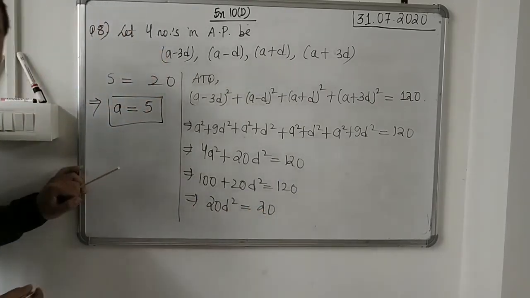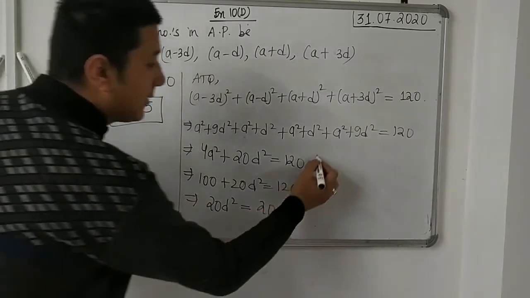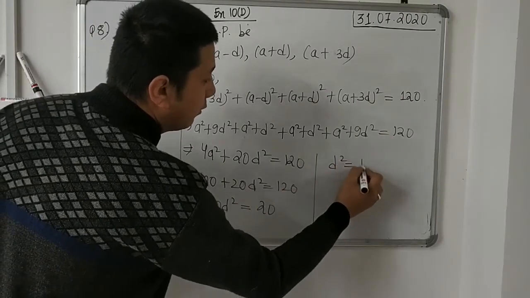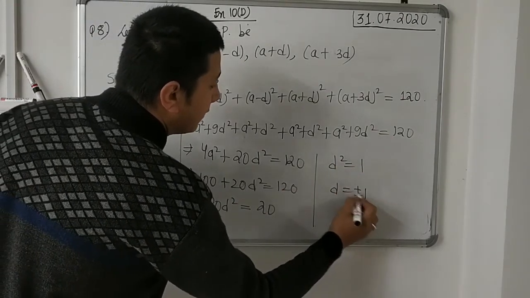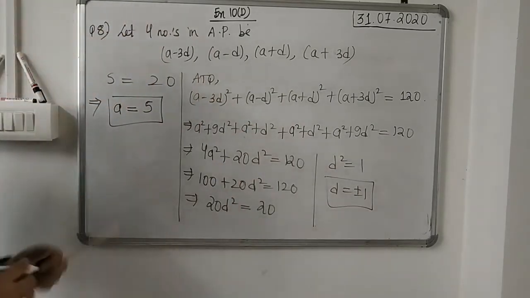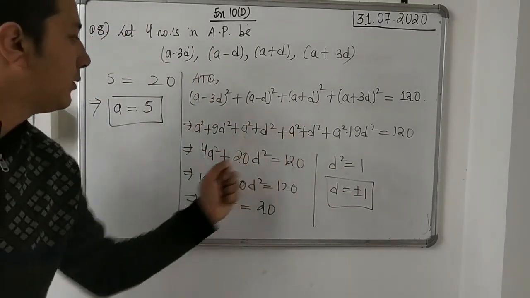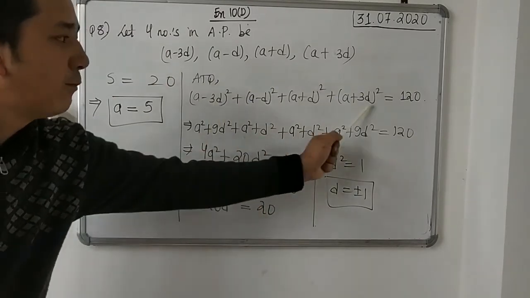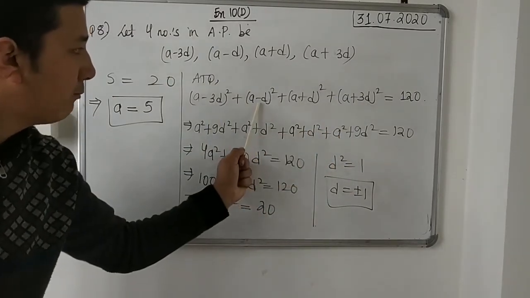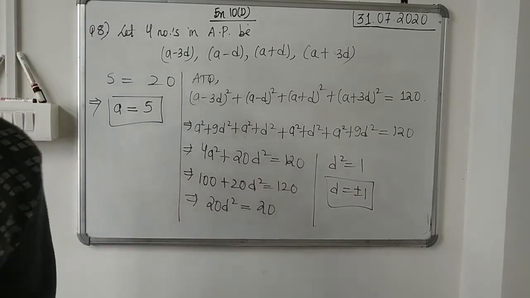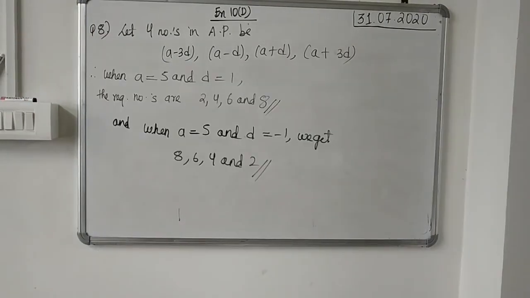Calculation you can do it yourself, I'm doing it a bit fast. So 20 gets cancelled, d square equals 1, and d equals plus or minus 1. I want you all to pause the video and note it down and go one by one. I hope you're clear from this to this. This part 2ad, this part 2ad gets cancelled out. Pause the video, note it down.